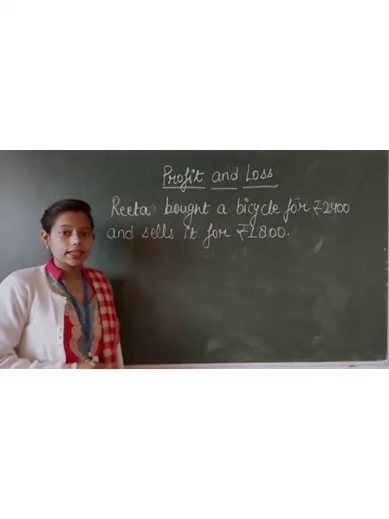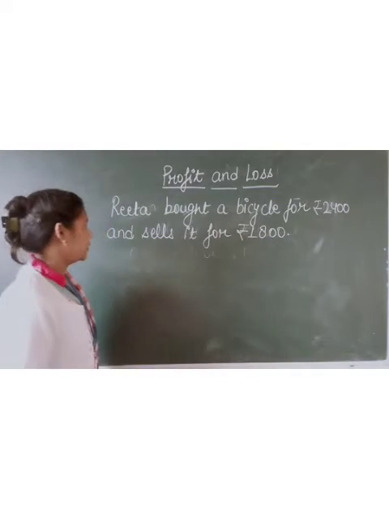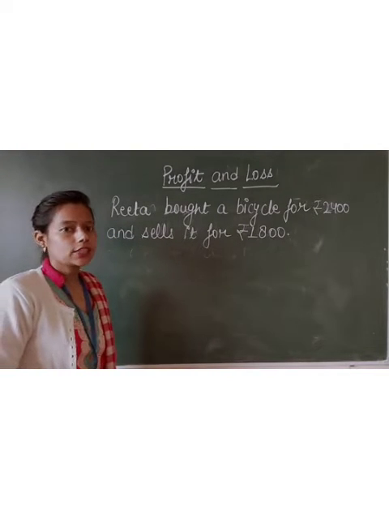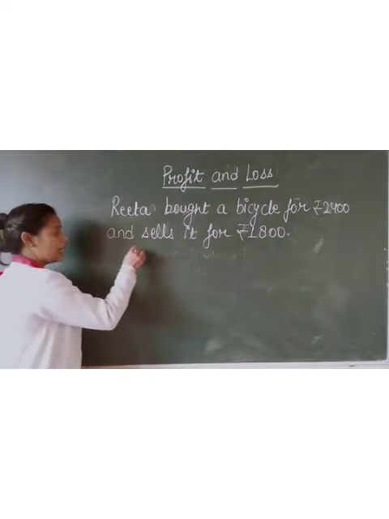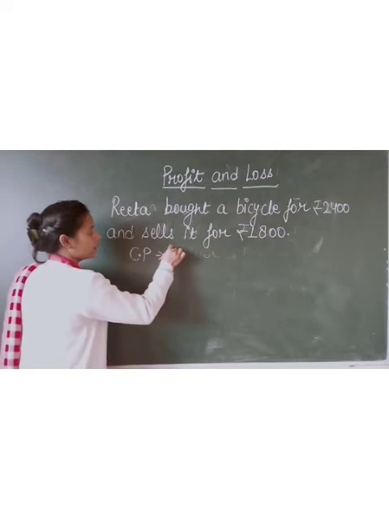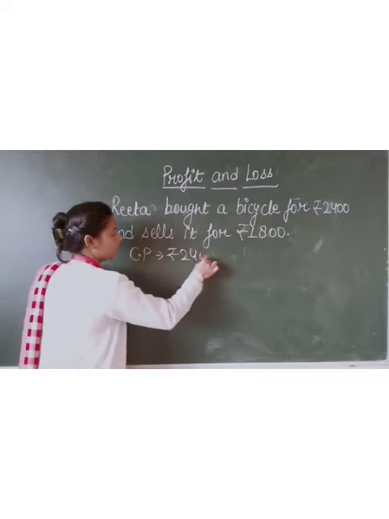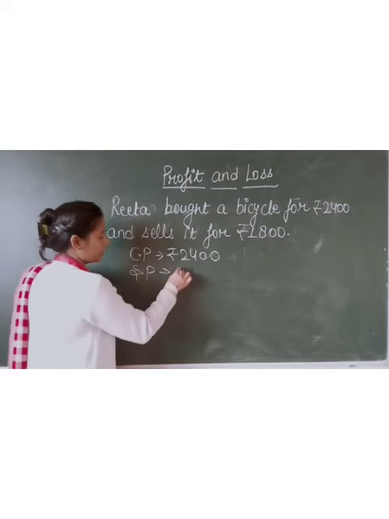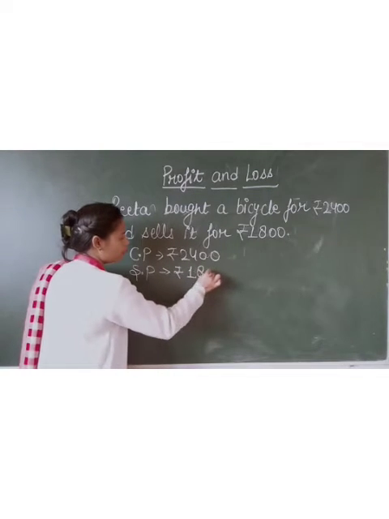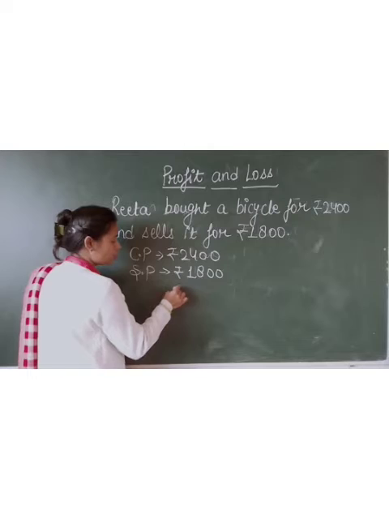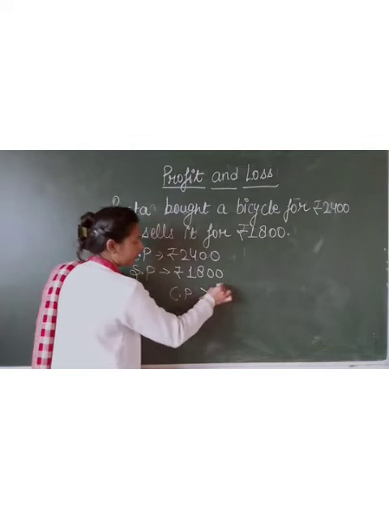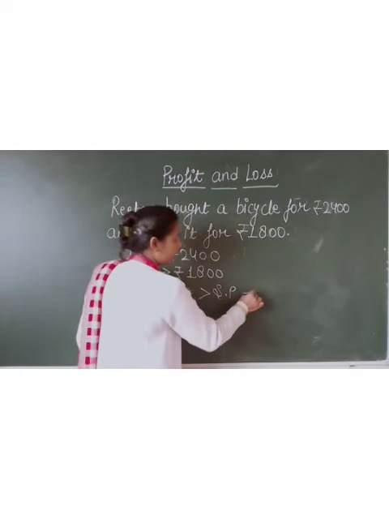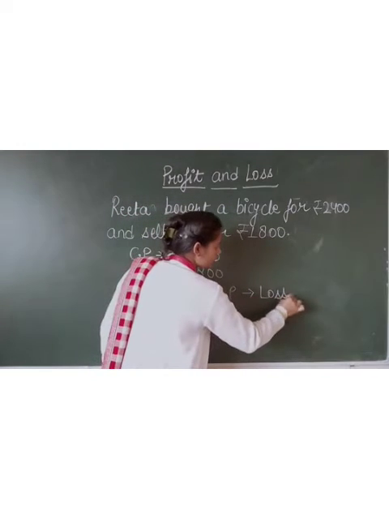Students, let's take another example. Preeta bought a bicycle for 2,400 rupees and sells it for 1,800 rupees. So class, here the cost price is 2,400 rupees and the selling price of the bicycle is 1,800 rupees. So class, here the cost price is greater than selling price. When the cost price is greater than selling price, it is the condition of loss.